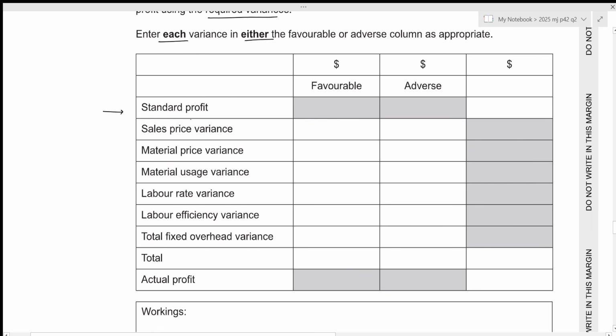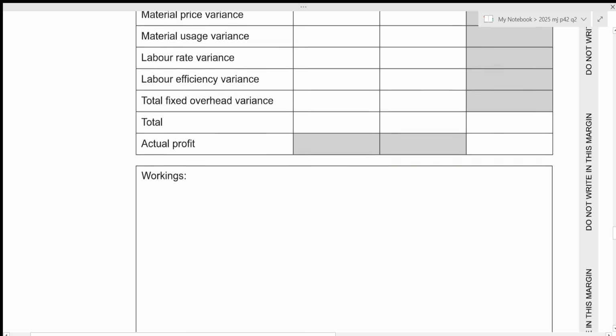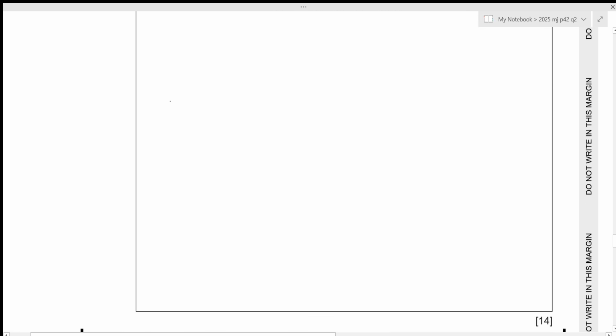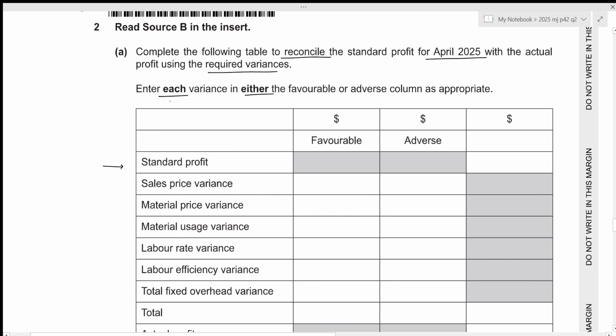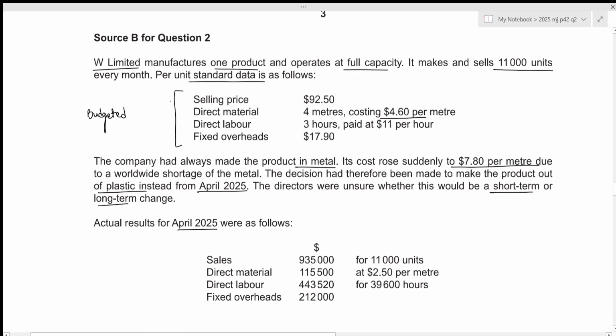So the first thing we need to calculate is our standard profit. And in this case, you have been given the working section as well, but it would be easier for me to perform the calculations within the insert itself. But you guys, please make sure that you show all of your workings in the designated space in order to get the markings correctly. Let's figure out the standard profit.